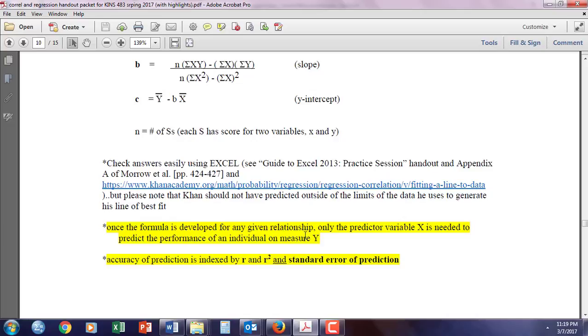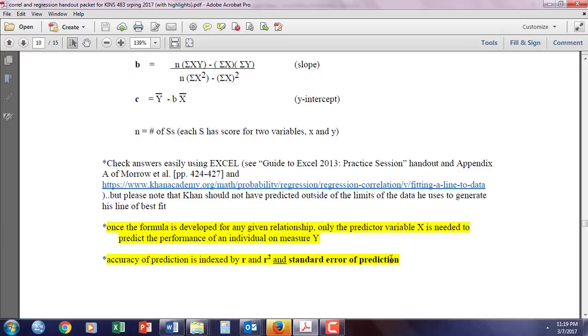Now the problem is, when you make a prediction, there's going to be error. So we have to always recognize that, and we know that we can index the degree of error, we can index the degree of accuracy of our predictions in really three different ways. The first and the second way we've already kind of talked about, and that is we can look at how strong the correlation is. The higher the R value, the closer the points are to the line, the less error. Similarly, the higher the R squared, the higher the coefficient of determination, the closer the points are to the prediction line, and the less error.